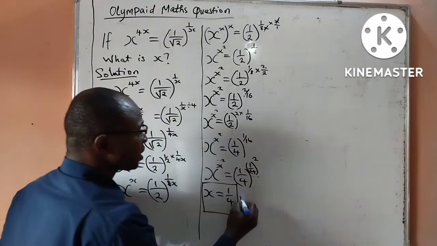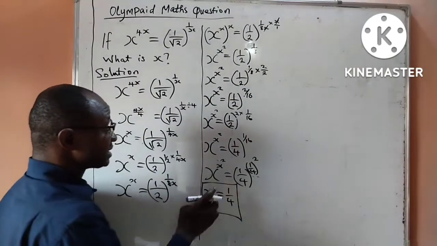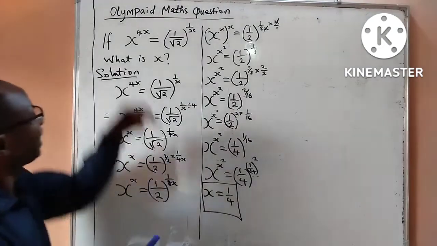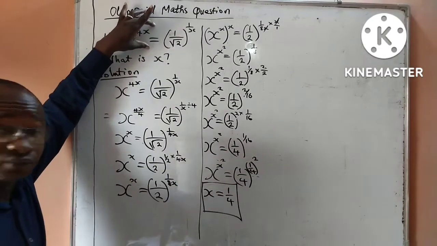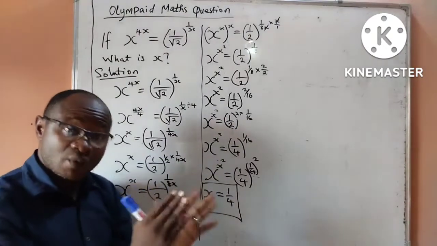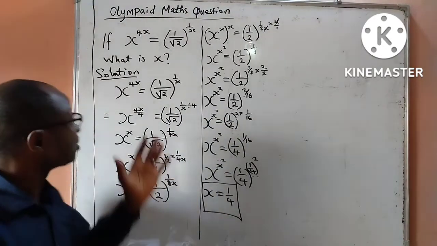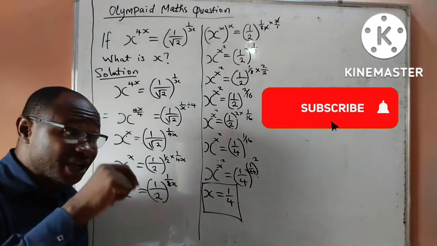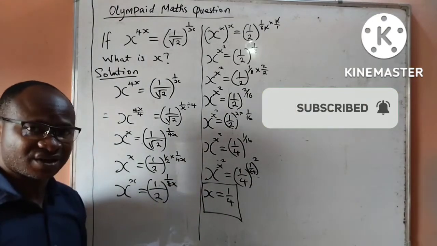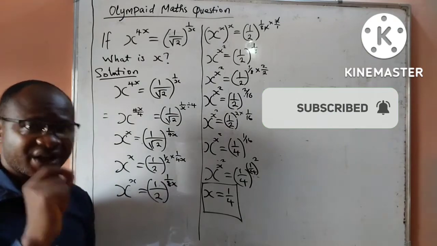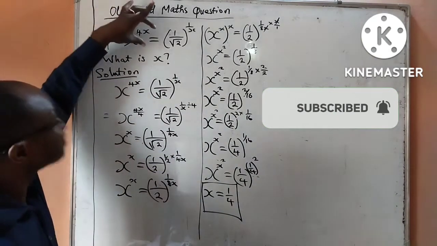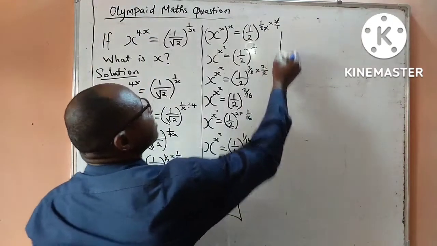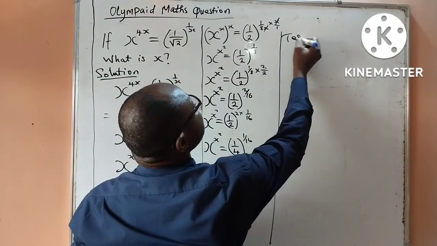Final answer. We want to ensure that this answer is correct. Let us check our answer. How do we do that? We have solved the question and arrived at the value of x. That value of x is actually 1 over 4. But we want to test our result, to ensure that our answer is very correct. So to do that, I will substitute the value of x into the equation that I am given. Testing my result.